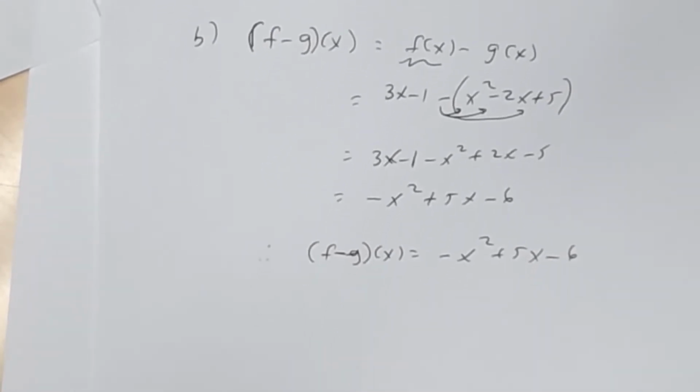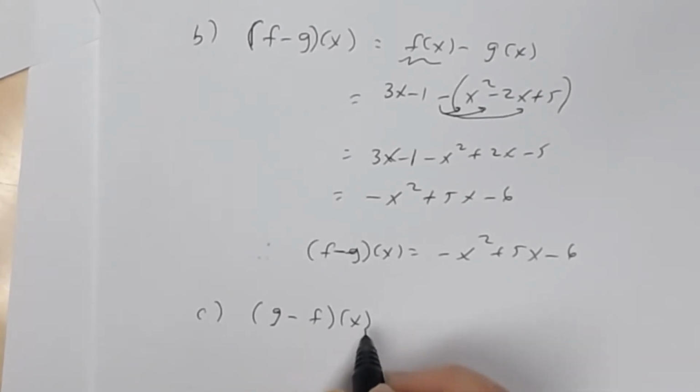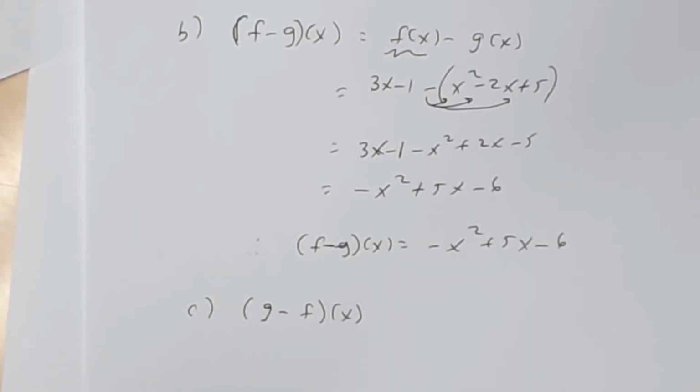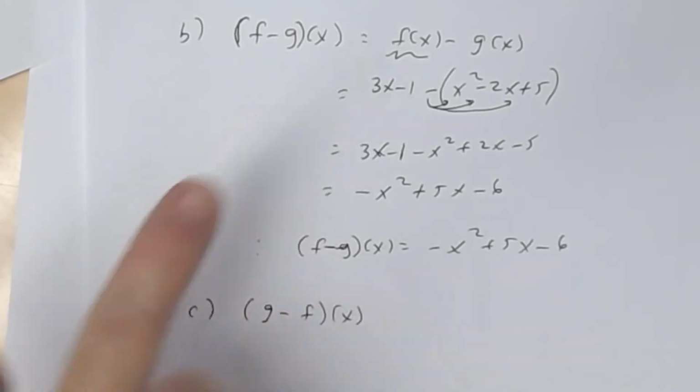All right, part C. Okay, let's look at part C. Now, in part C, let's suppose I had g minus f at x. Okay? G minus f at x. So the question is this. Do you think that this will be the same as this one?